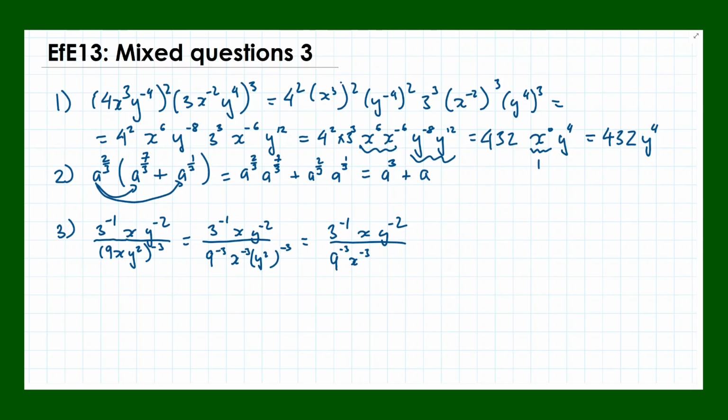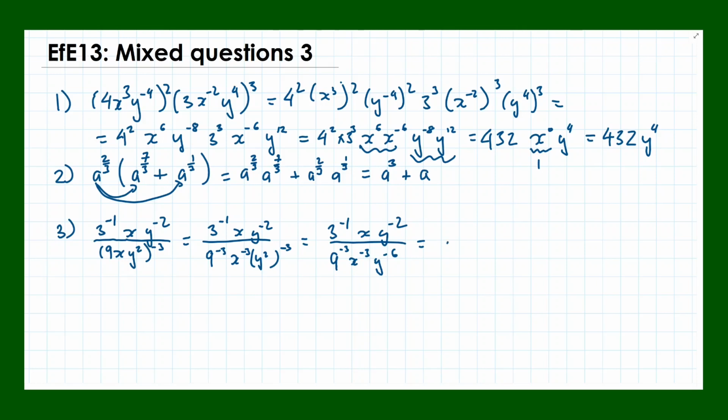Y is squared and then it's raised to the negative third, so altogether y is raised to the negative 6 because that is a multiple of 2 and negative 3. Now I can start to do things. So I have got 3 to the negative 1 here, and I have got 9 to the negative 3 here.